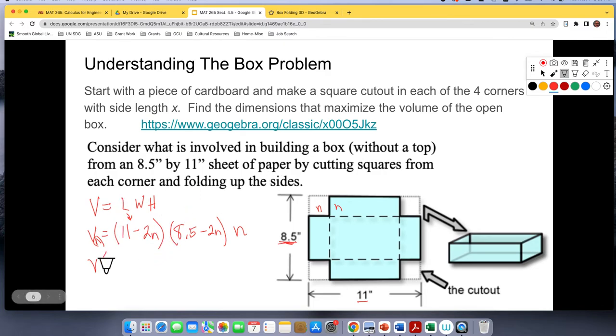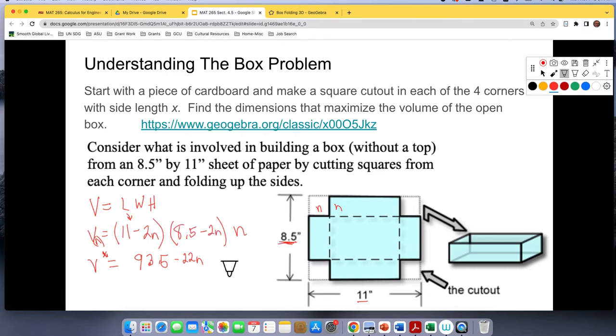Before I take the derivative, I think I'm going to FOIL it out. 11 times 8.5. I'm going to ask for a little bit of help. Oh, 8.5, not 85. 11 times 8.5 is 93.5. And then 11 times negative 2n will give us negative 22n. So we did that one.